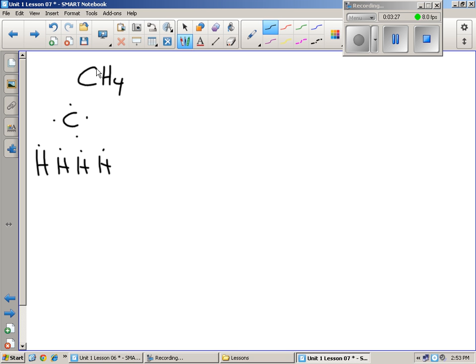Now, in the steps, one of the rules is you should take the one that has the most unpaired electrons and use it as the central atom. There's another term that you need to know. Okay, listen closely. It's called bonding capacity. You can write that down. The bonding capacity refers to how many unpaired electrons you have. Unpaired electrons, of course, are electrons by themselves.